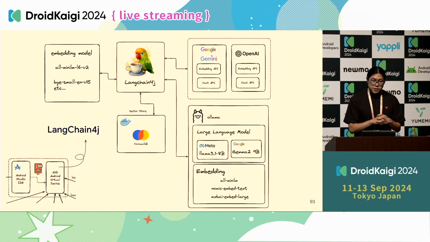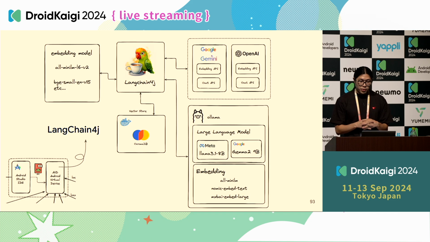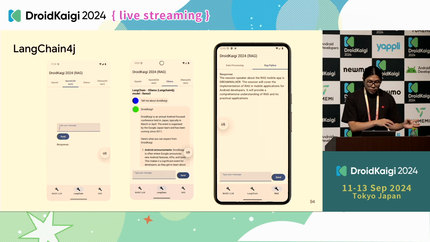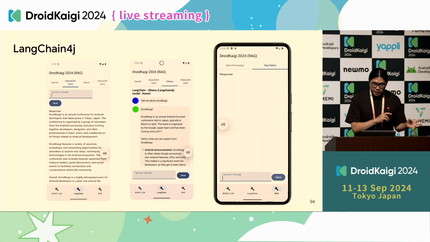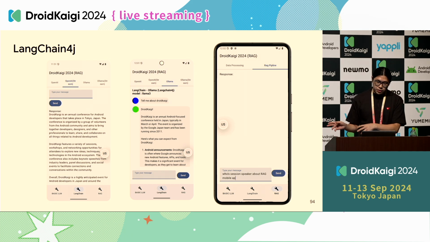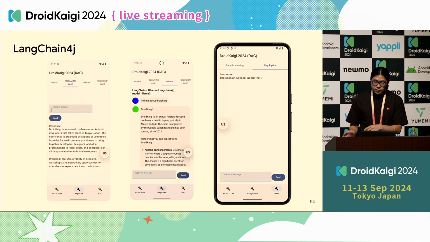And this diagram is the detailed architecture when implementing with the LangChain4j library. The two on the left show the result of using LLM through LangChain4j. On the right is the RAG app with the RAG pipeline using LangChain4j.